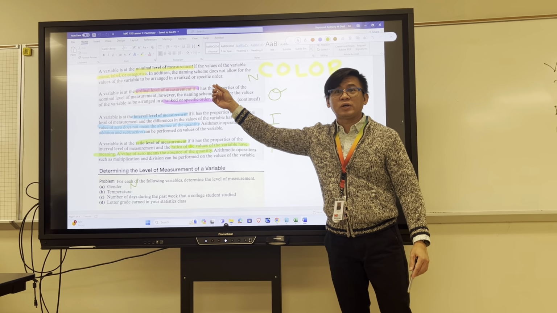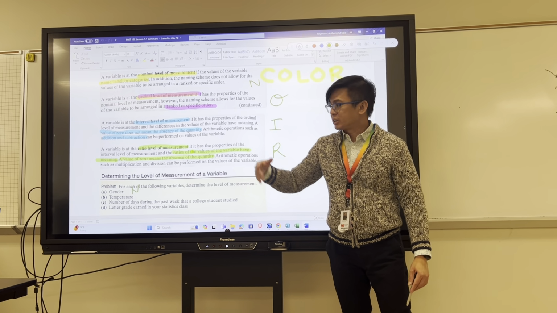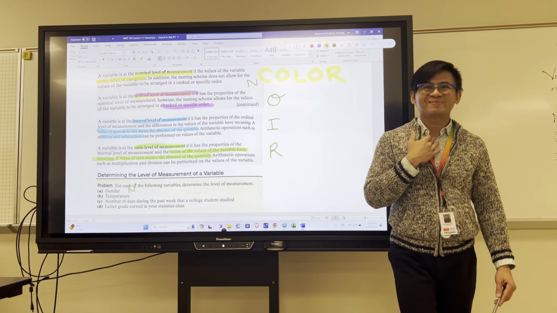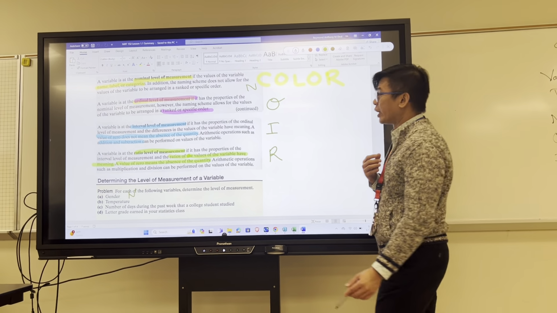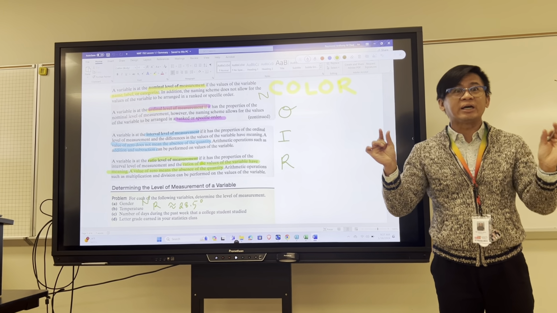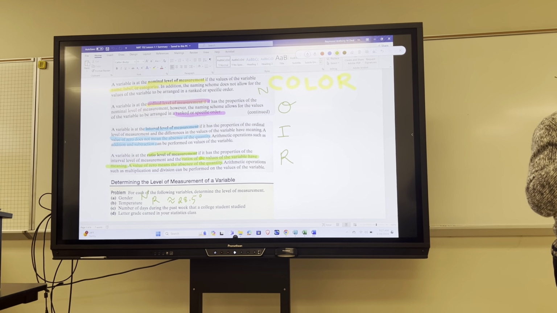So gender is nominal. There's no ranking or specific order. It's also not a number. So that's nominal. Okay, next, temperature. Ratio. Say, what is the temperature right now? 28 degrees. But it can also be approximately 28.5 degrees. So the decimal equivalent, when you say 28.5, we know that it's midway between 28 and 29 degrees. Are we good? So yes, it is a ratio level of measurement.